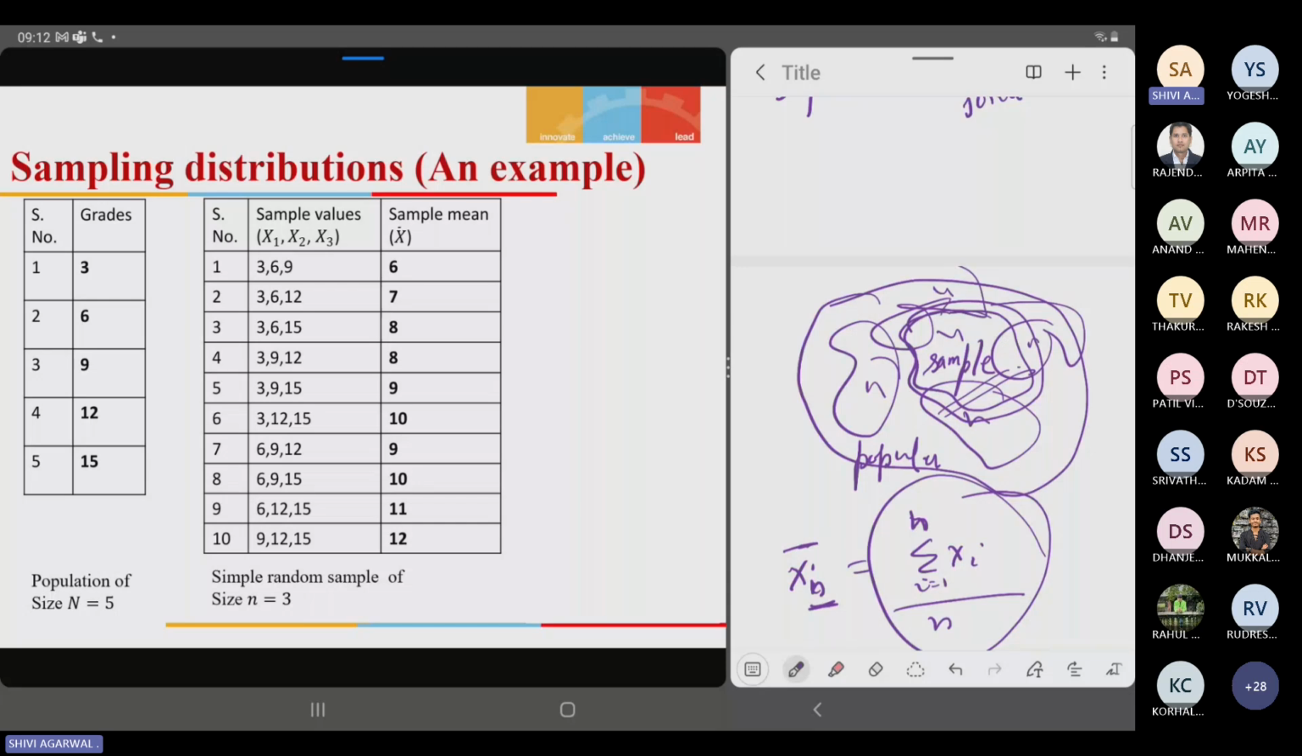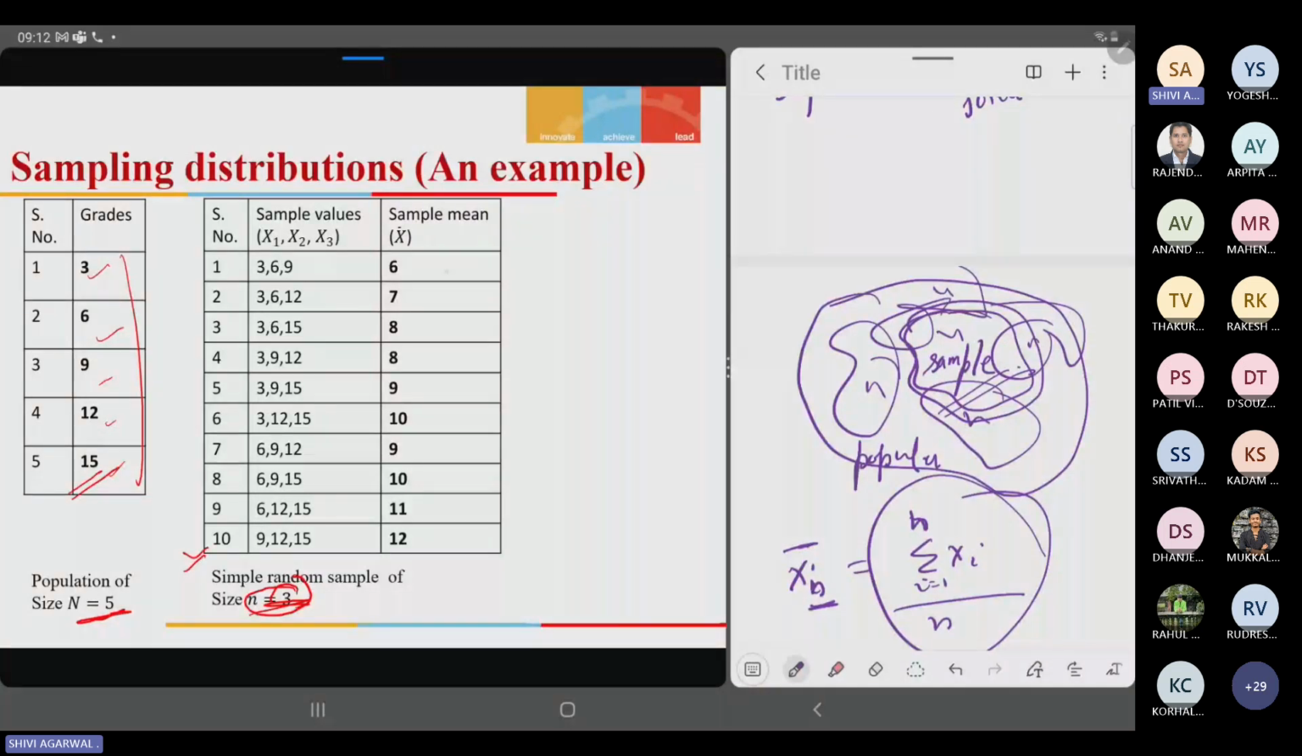Now we are doing one example here. After the example, we will take a break. There are 5 elements in the population, and their values are 3, 6, 9, 12, and 15. The population size is 5. Now we are taking the different possible samples of size 3, so capital N is equal to 5, and small n is equal to 3. From these 5 we select 3 values randomly, and there are 10 possible options.